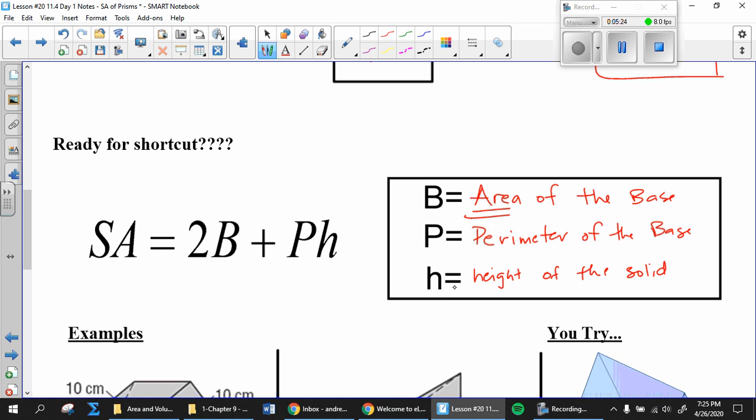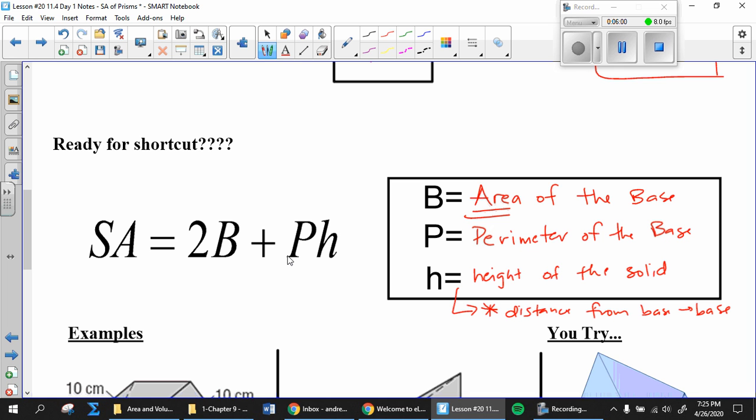Now, a good way to memorize this height of the solid, the way I kind of memorize this, it's the distance from base to base. Okay, and so when you're working with a prism, it always has two bases, whether it's two triangles or two rectangles or two pentagons or two trapezoids. It's always going to have two bases. And so when you're finding this H here, you're always finding that distance from one base to the other, because that is going to be the height of our solid.